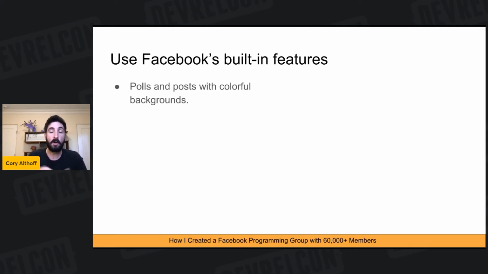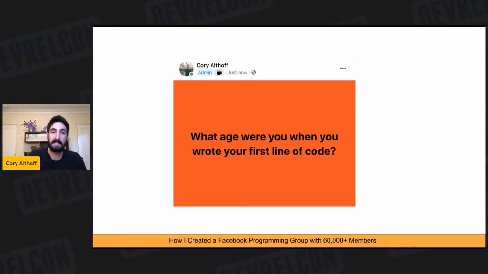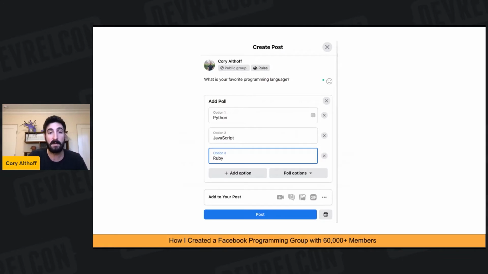Well, you want to use Facebook's built-in features. For example, you can use polls and posts with colorful backgrounds like this. Facebook makes it really easy to make a post that looks like this, and I found that it gets really high engagement as opposed to just typing straight into Facebook. If you have an orange background or some other colorful color, and then really bold text, it's really helpful for engagement. And then you can also create a poll.